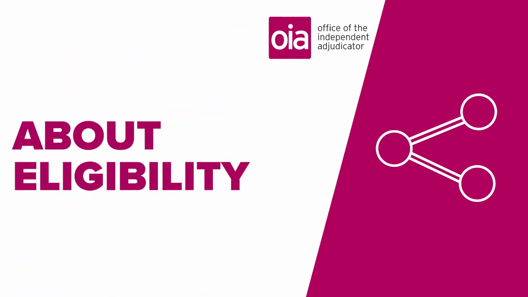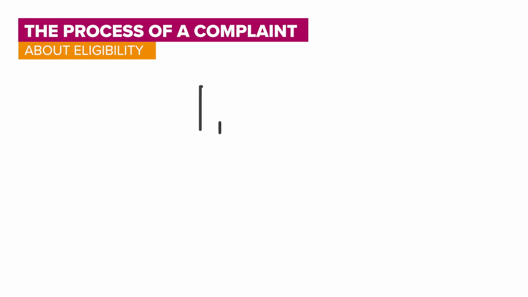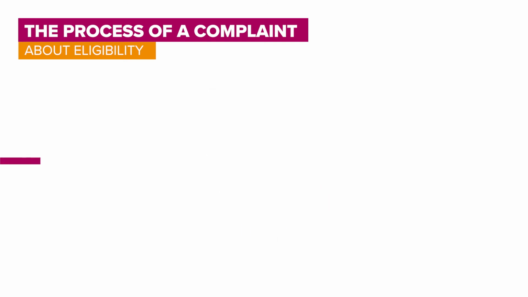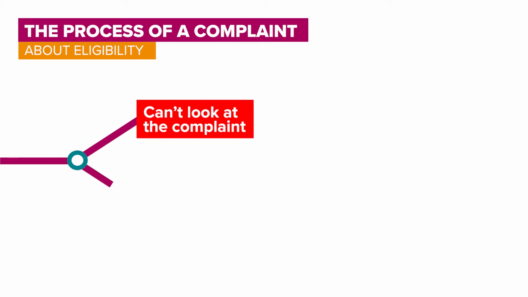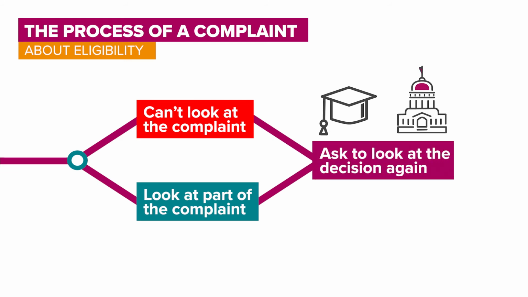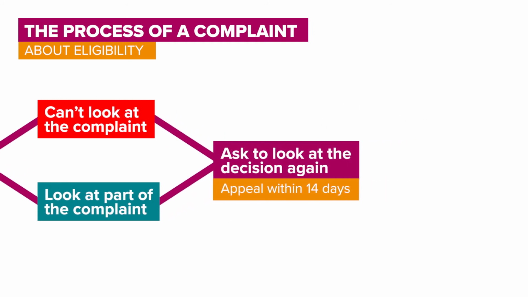About eligibility. Sometimes we may need to ask the student or the provider for more information before we're able to decide whether a complaint is something we can look at. If at any stage in the process we decide that we cannot look at the complaint, or that we can only look at part of the complaint, the student or the provider can ask us to look at our eligibility decision again by appealing within 14 days. If the complaint is one that we can look at, it will move on to the next stage of the process.